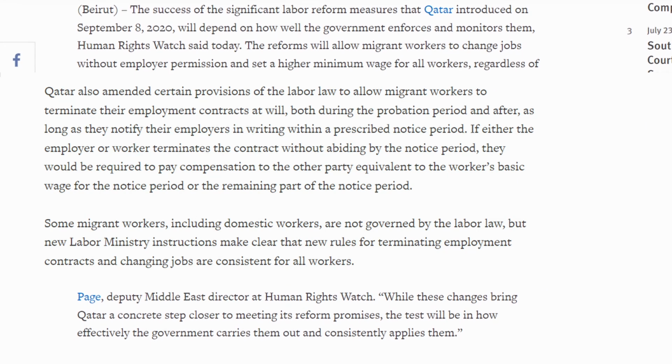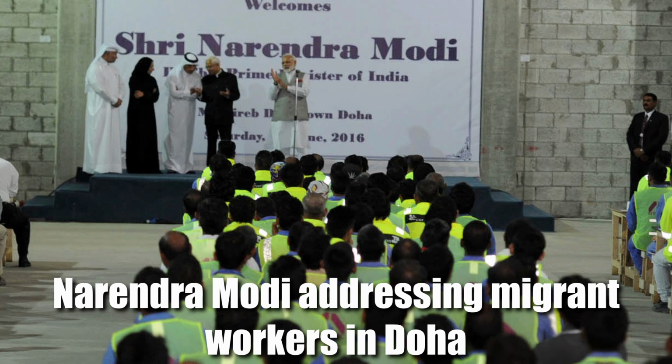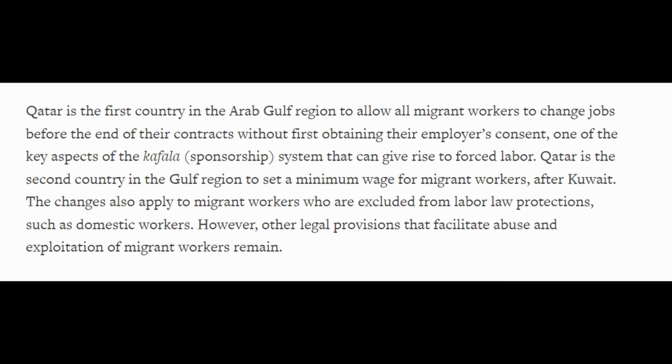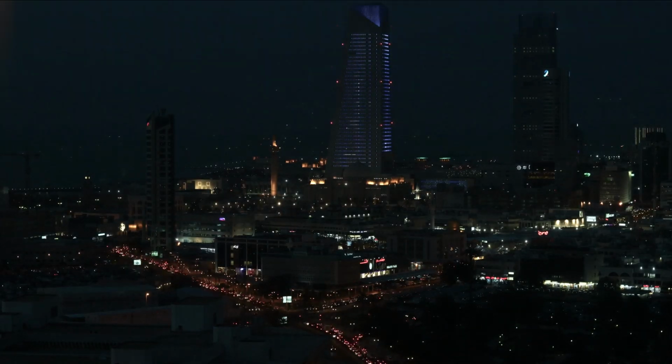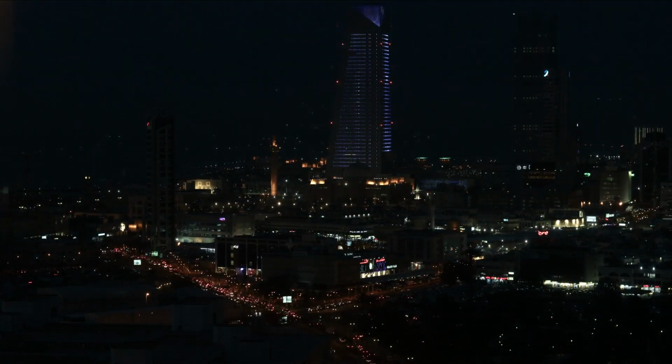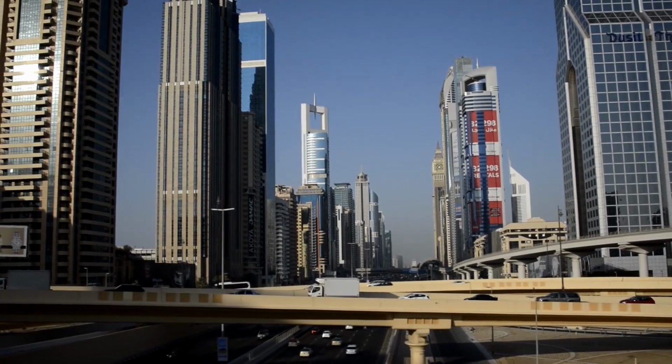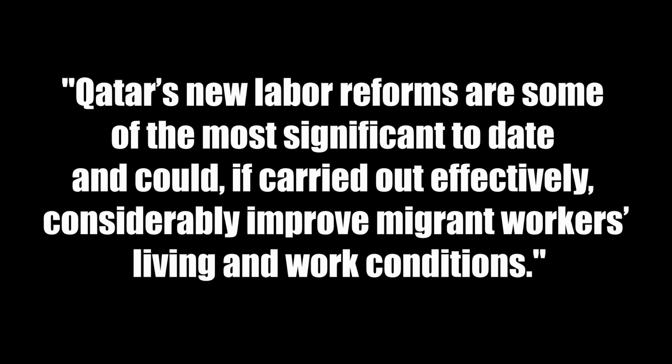Qatar became the first GCC state to allow migrant workers to change jobs without their employer's consent and established a higher minimum wage for all workers. Kuwait was the first Gulf state to set a minimum wage for migrant laborers. The Deputy Middle East Director at Human Rights Watch said, "Qatar's new labor reforms are some of the most significant to date and could, if carried out effectively, considerably improve migrant workers' living and work conditions."